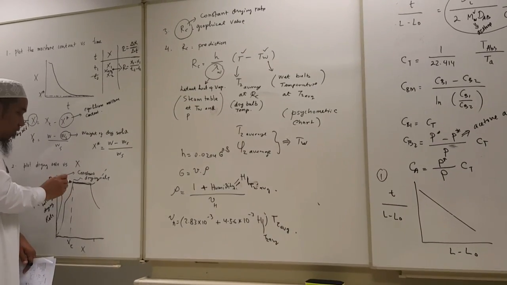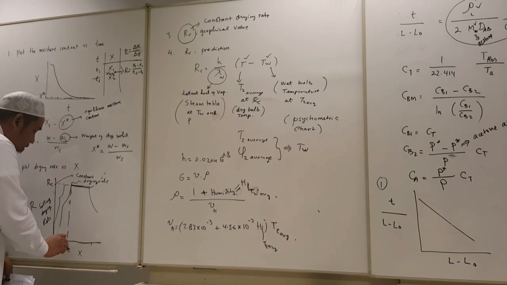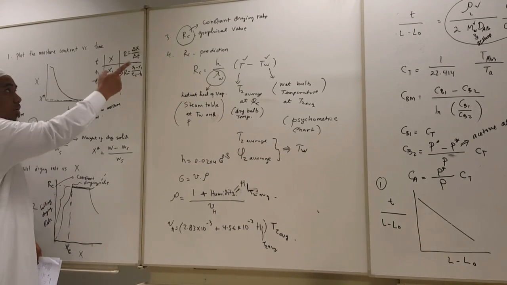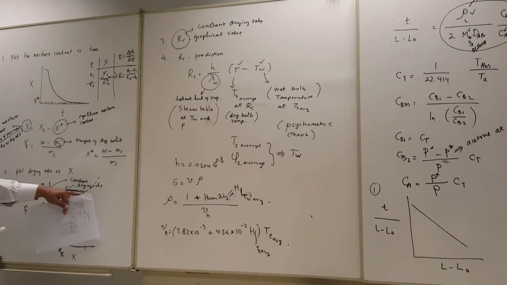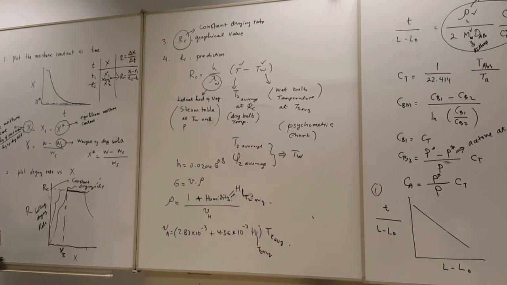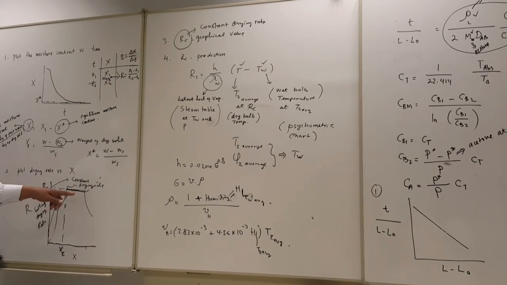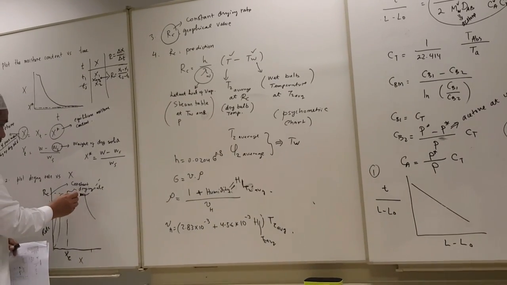To a certain value, it starts decreasing. So this is XC, and this is RC. So from the graph, how can I get it? You draw it. No, the cut line. What do you mean? This one. I don't understand this.